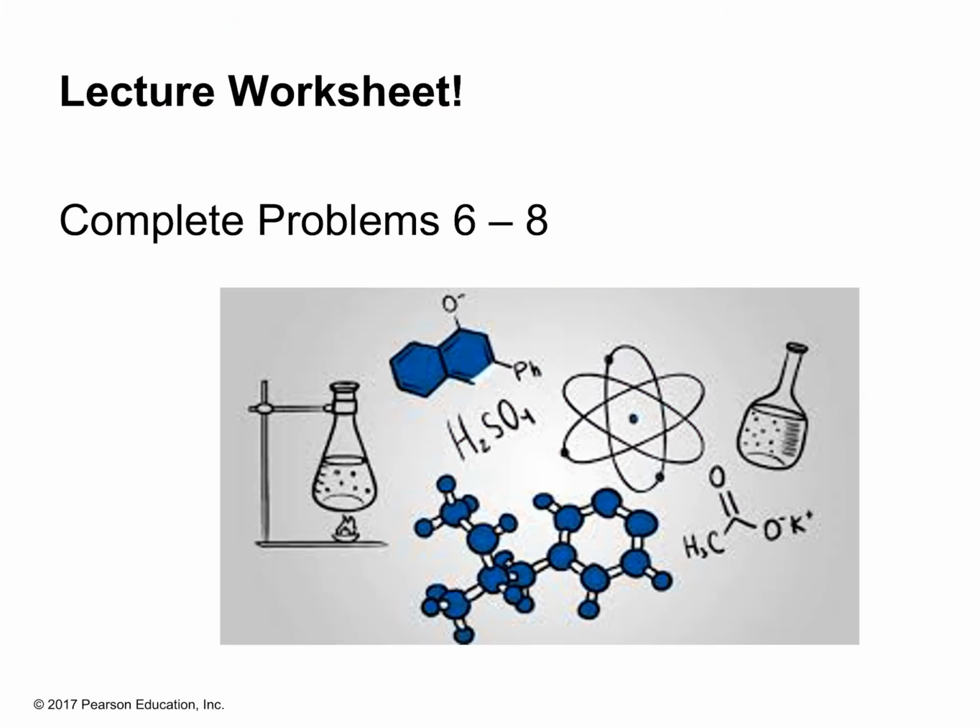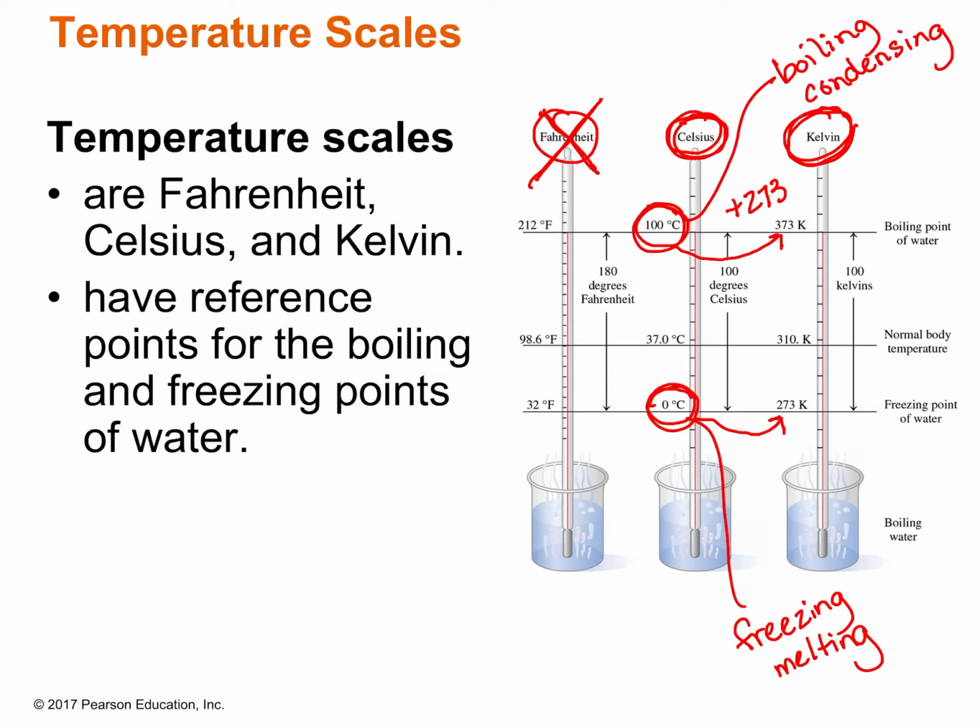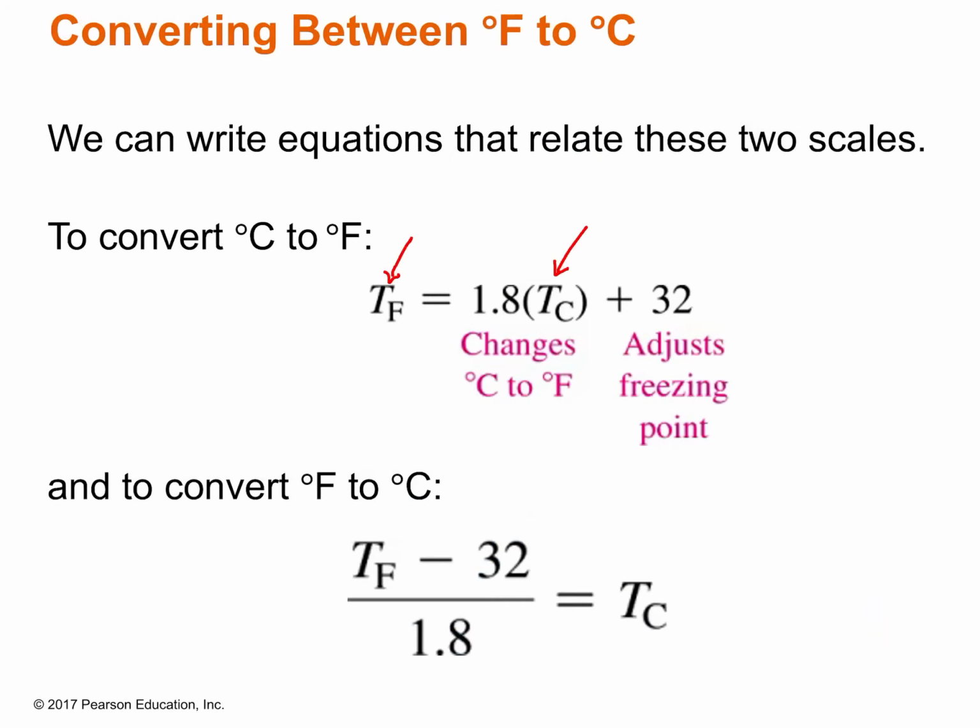The 1.8 changes Celsius to Fahrenheit, and that plus 32 adjusts the freezing point, because if you look back here, the freezing point of water in Fahrenheit is 32 degrees. So we have to adjust the temperature that it freezes and change the temperature. So the temperature in Fahrenheit is equal to 1.8 times the temperature in Celsius plus 32.